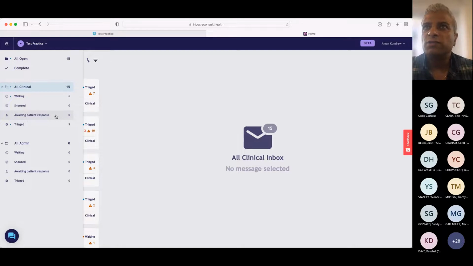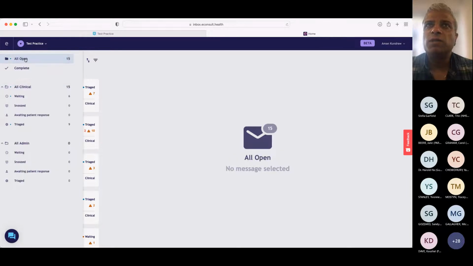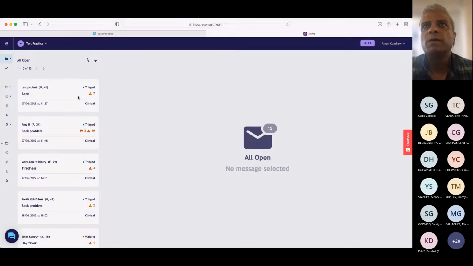The triage team may have looked at the consultation, thought that they need further information from the patient, sent a message to the patient, and we're awaiting a response, or it's been triaged, ready for full management. And exactly the same from the admin side. And just across the top here, you'll see all open consultations and those that have been tagged as complete, i.e. completely managed, and the outcome has been written back into the patient record.